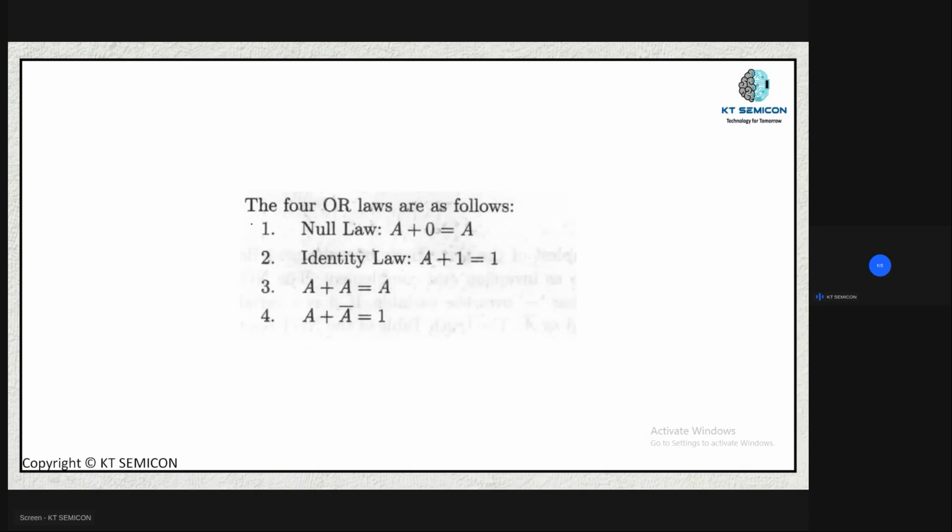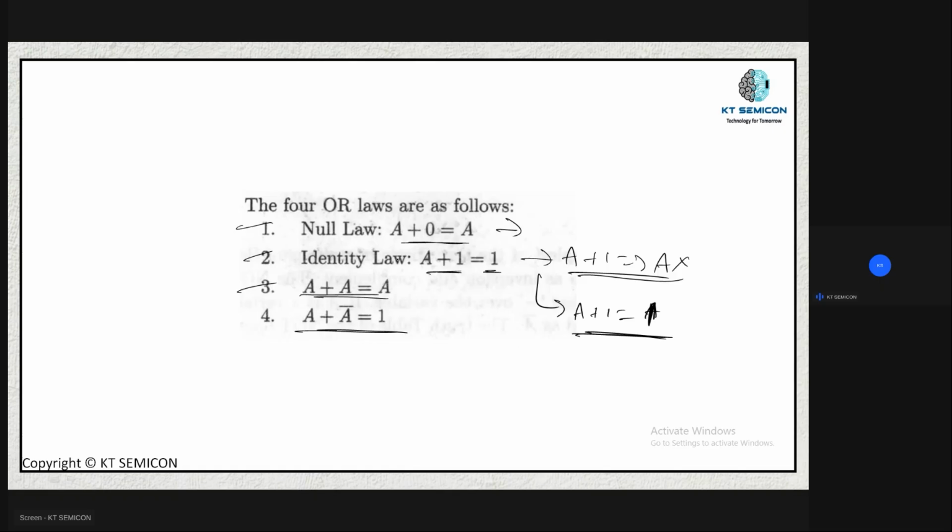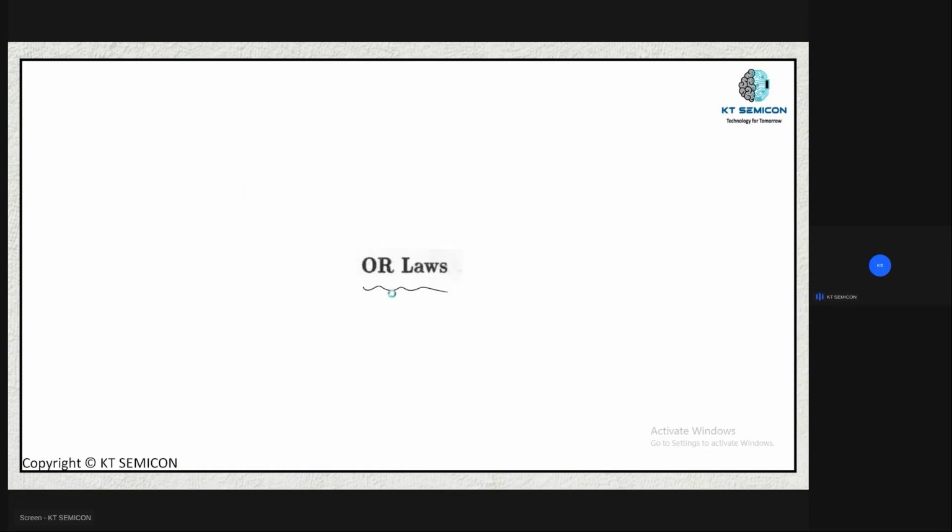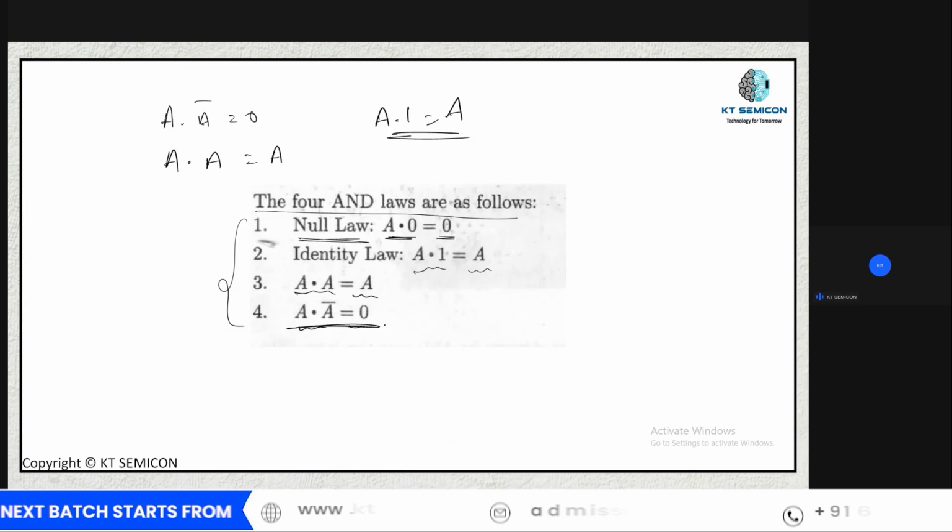Okay. Now, next we have something known as OR laws. Now, in the case of OR laws, we have again null law and identity law. A plus 0 is equal to A, and A plus 1 is equal to 1. Many freshers get confused here. They simply write A plus 1 is equal to A. No, it is not. A plus 1 is equal to 1, and A plus A is equal to A, and A plus A bar is equal to 1. And in the case of your AND law, A dot A bar is equal to 0.